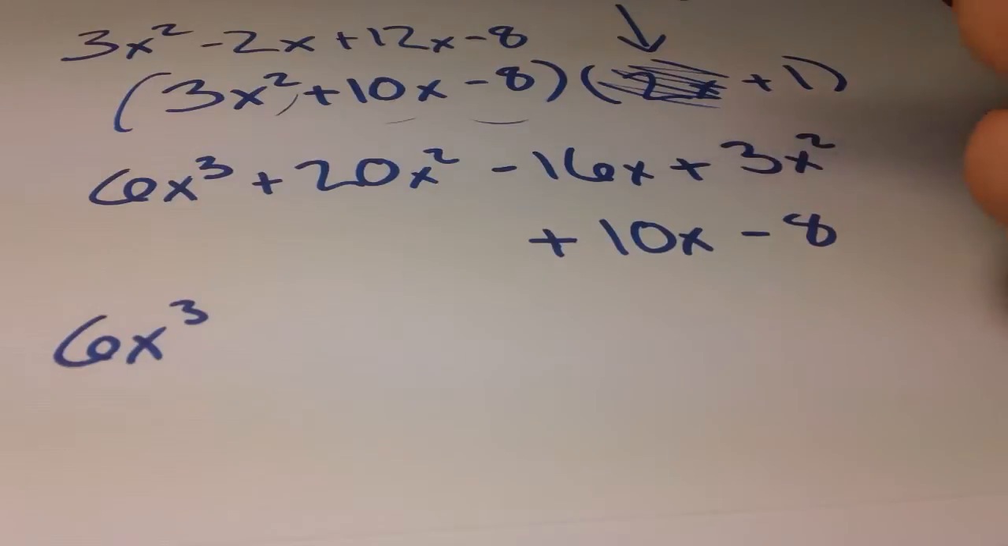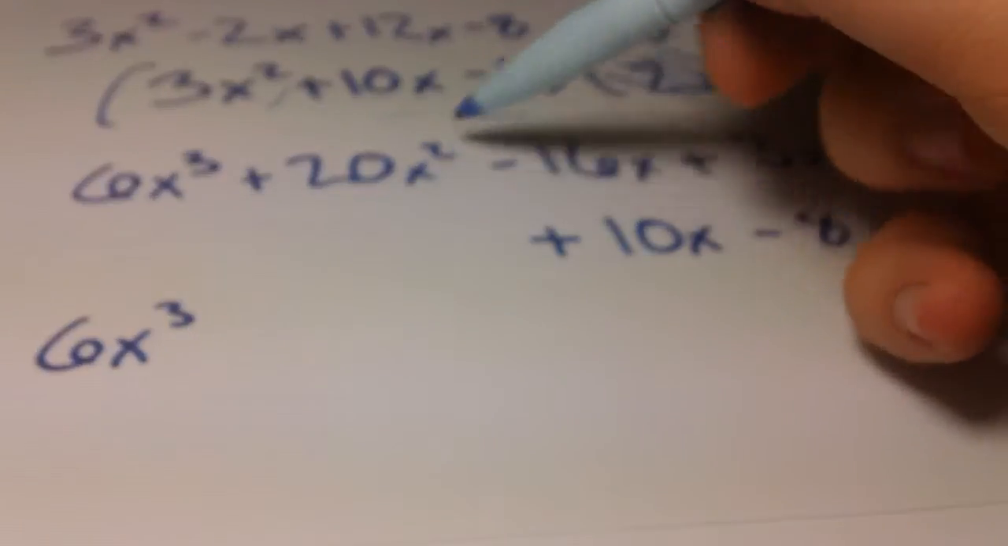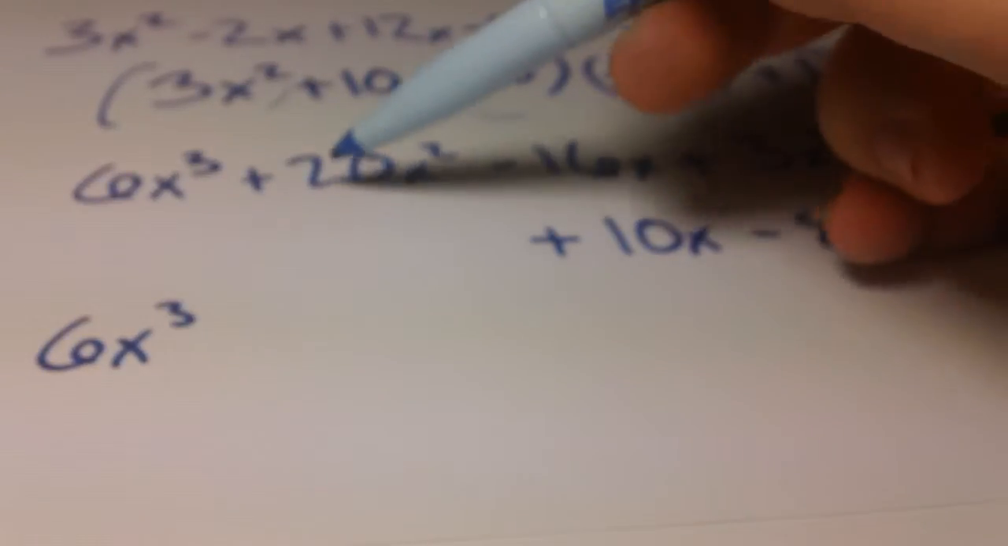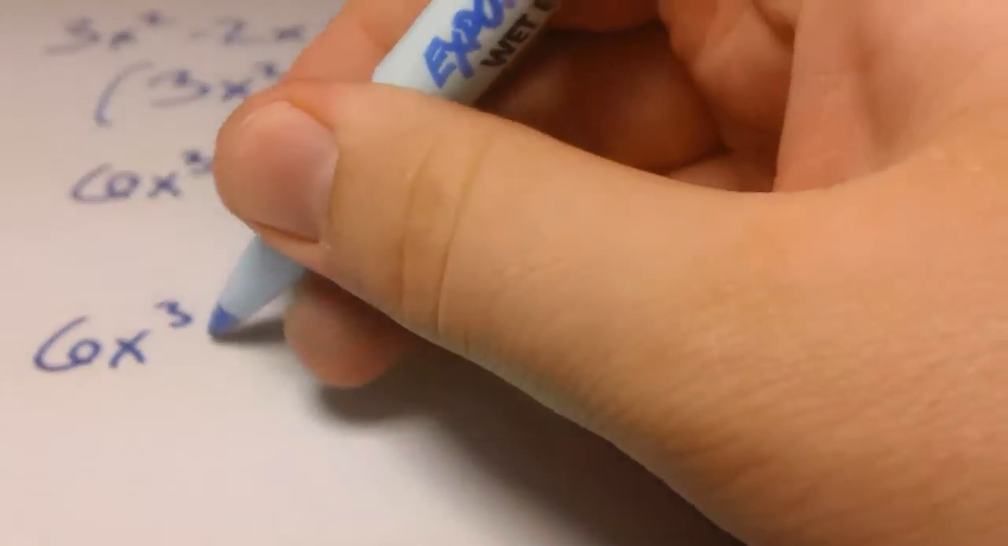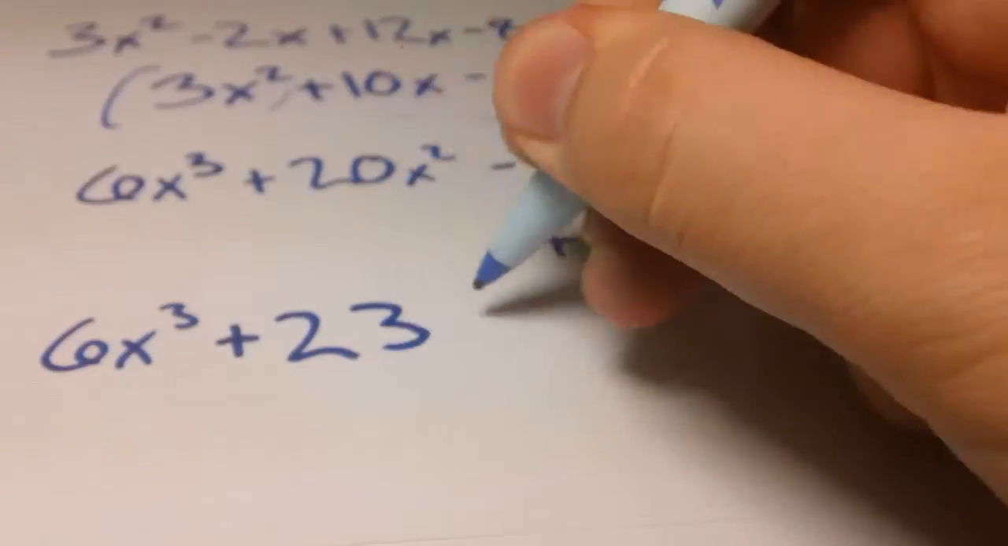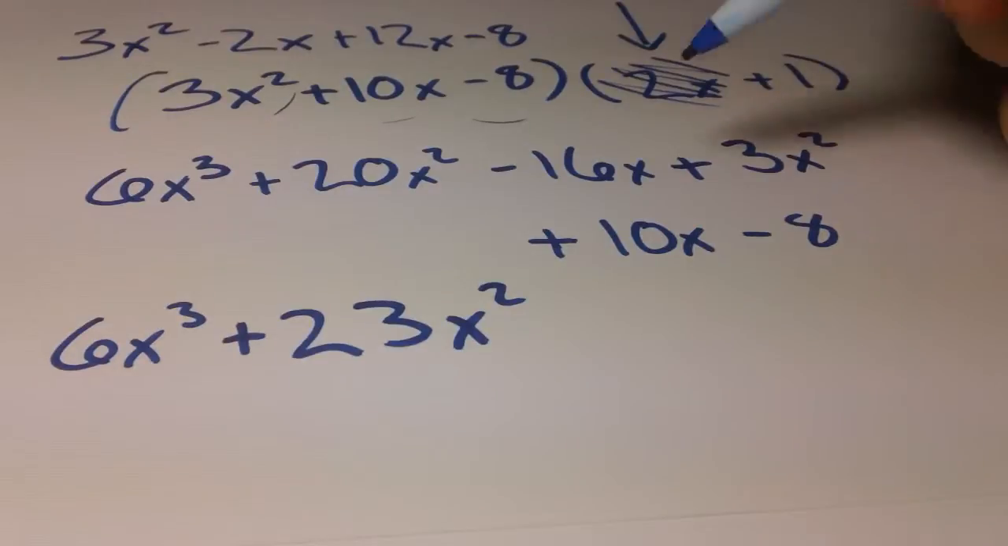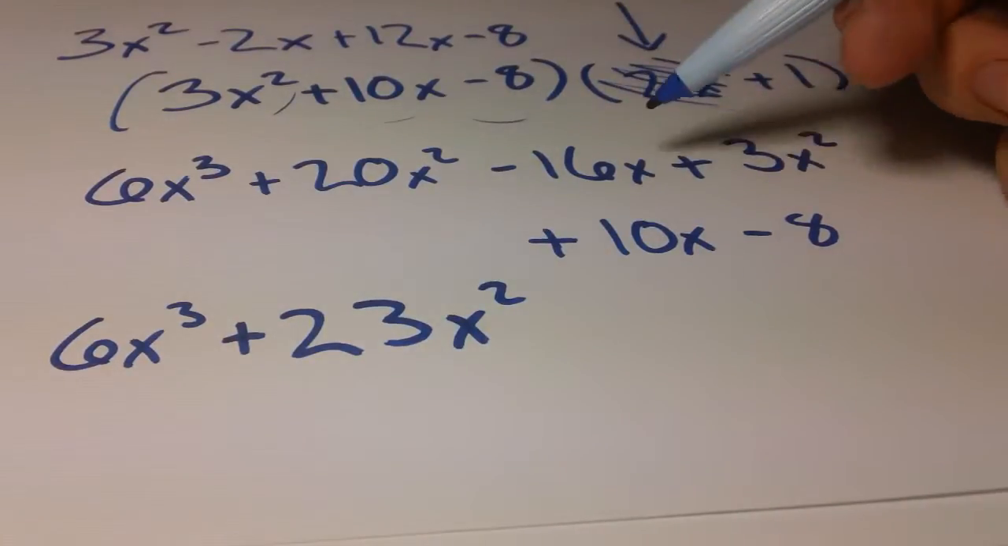There is no other third power x. But there are a couple of x to the second. There are 2 of those. We have a 20 and a positive 3. We can combine those into a plus 23x squared. Just like we have multiple of just a singular x.